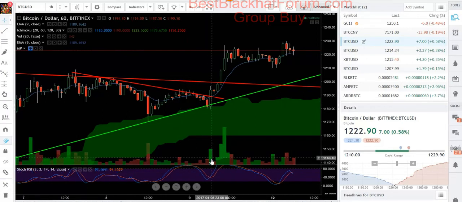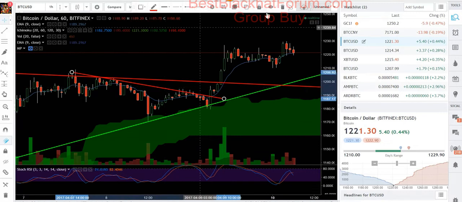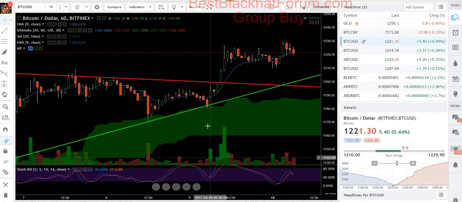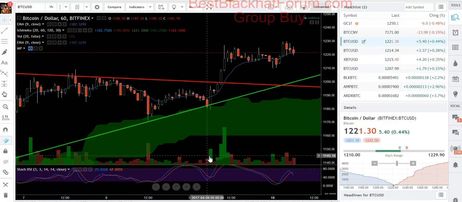But since I see a couple confluent factors here of, one, we bounced right here on the cloud and we broke this little mini corrective downtrend. Okay, so that red line now, gone. We broke that. Okay, we broke it with pretty good volume here too. Okay, so now we basically broke that little mini corrective downtrend and we bounced pretty hard off the cloud here with a nice amount of volume, with a 1 hour stochastic RSI crossover as well, right here. Okay, with a 1 hour stochastic RSI cross.